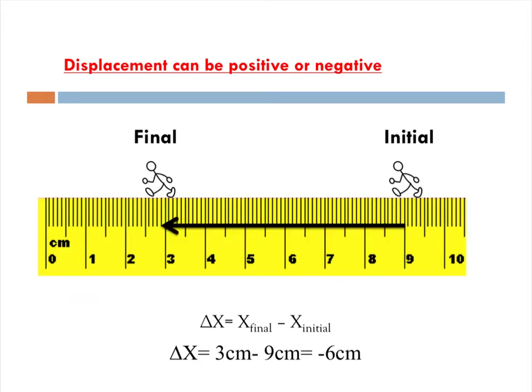In the second example, you see our little guy going from 9 centimeter position to 3 centimeter position. So here, our final position is 3 centimeters, so that goes first, minus 9 centimeters, our initial position, giving us a displacement of negative 6 centimeters. That means we are displaced to the left of where we started.